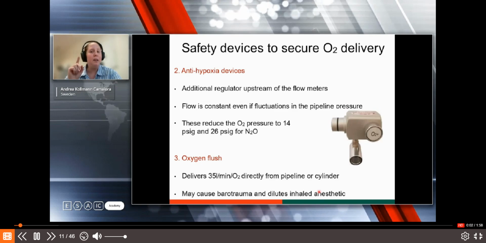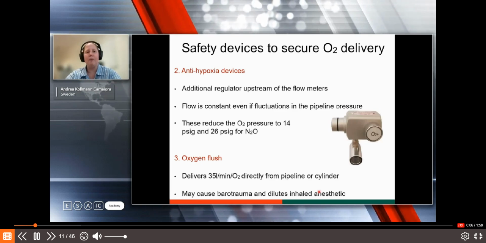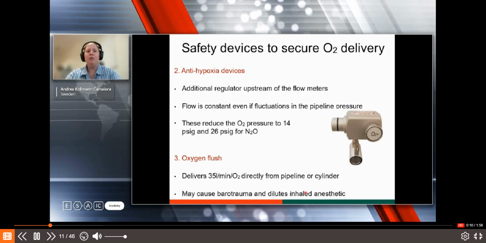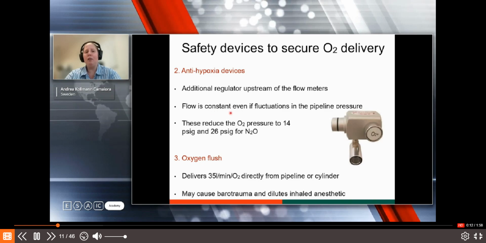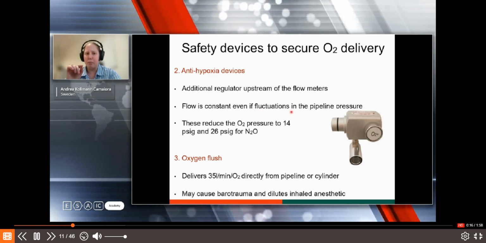Then we have the anti-hypoxia devices to overcome the problem that we discussed just now. So these are additional regulation of the flow. So the flow is to remain constant even if there are fluctuations in the pipeline pressure.